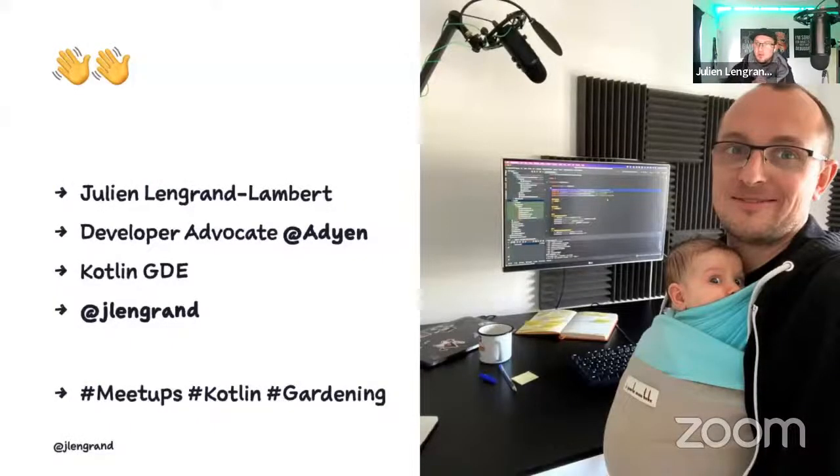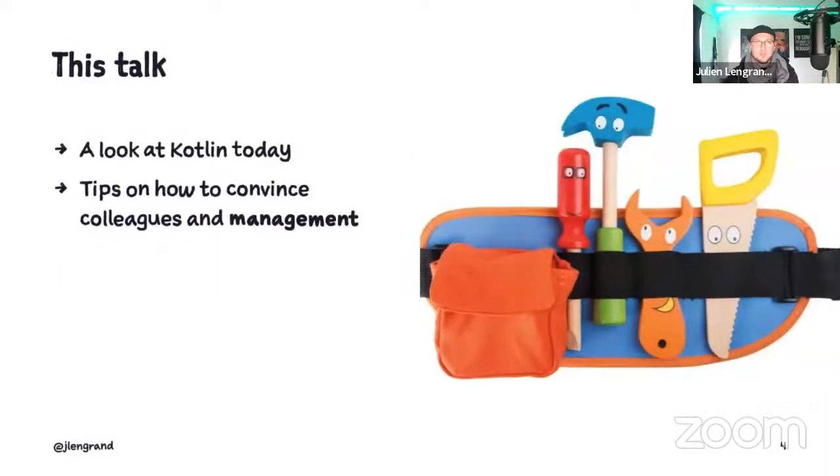Really quickly, who am I? My name is Julien. I will spare you the last name. I'm a developer advocate at a company called Adyen, and we do payments. And recently, I'm a Kotlin Google developer expert, and you can find me online at @Lengrand. If you want to talk, we can talk Kotlin. I organize a lot of meetups, but I also grow my own food. So if you want to chat about that, we can do that.